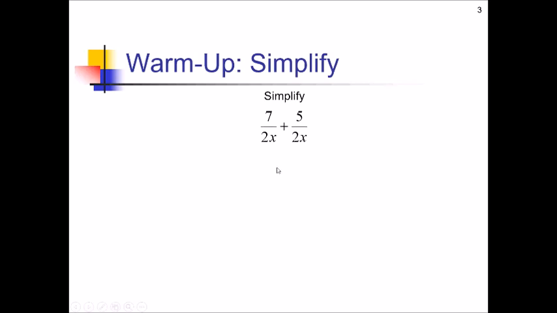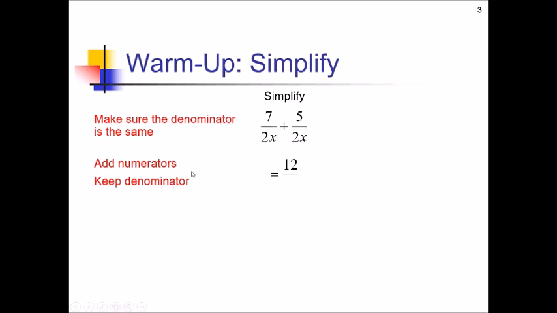So in general, when I'm adding fractions, I want to make sure that the denominator is the same. In this case, it is. So if that's the case, then we just move on to the next step, which is to add the numerators together. In this case, 7 plus 5, that's going to give us 12. And then we're going to keep the denominator the same. So we're not going to add these two x's. We're just going to have a single 2x down here.